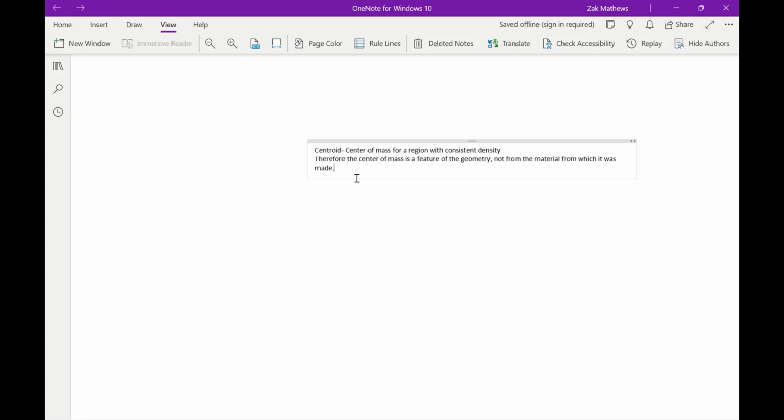In the case of a centroid, the densities will cancel by the end of the equation. So it's not relevant what the density actually is for finding center of mass. It just matters the geometric shape.